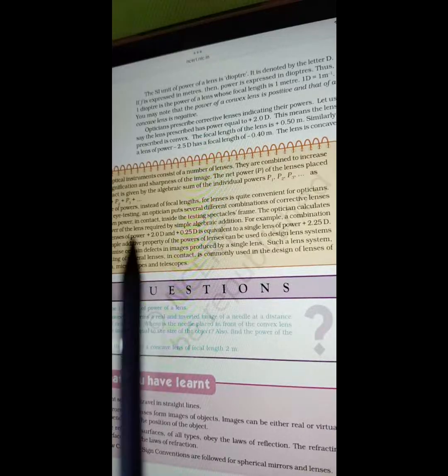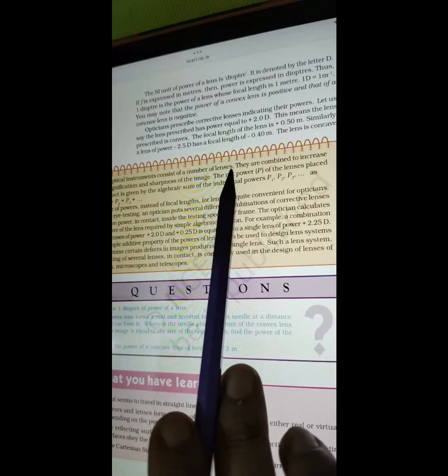Opticians prescribe corrective lenses by indicating their powers. Let us say that the lens prescribed has power equal to plus 2 diopter. This means that the lens prescribed is convex. The focal length of the lens is plus 0.5 meter. Similarly, a lens of power minus 2.5 diopter has a focal length of minus 0.4 meter. The lens is concave.